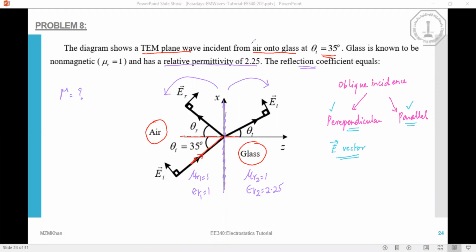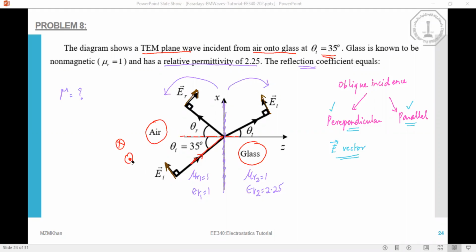Is my electric field tangential to this screen, my laptop screen, or is it perpendicular? Tangential. See, this is the one. So it is staying in the plane. This is also staying in the plane. Here also it's staying in the plane. It's not like this, coming out of the screen, or like this, going inside the screen. That would mean it is perpendicular.